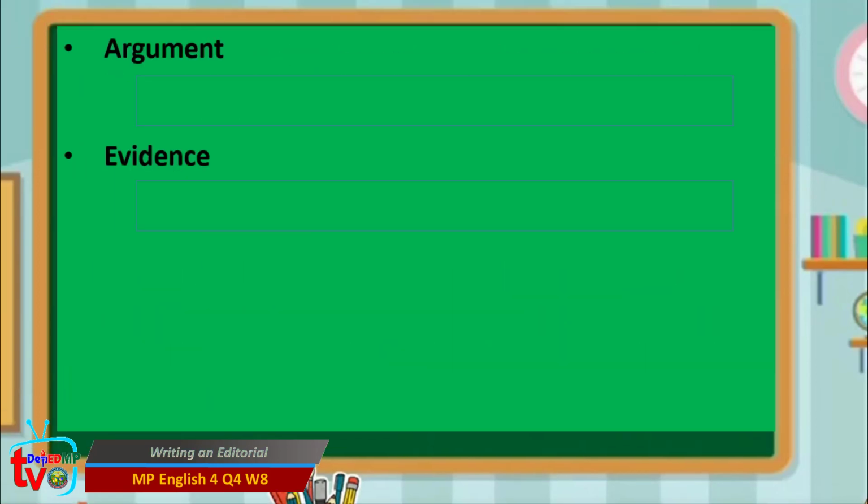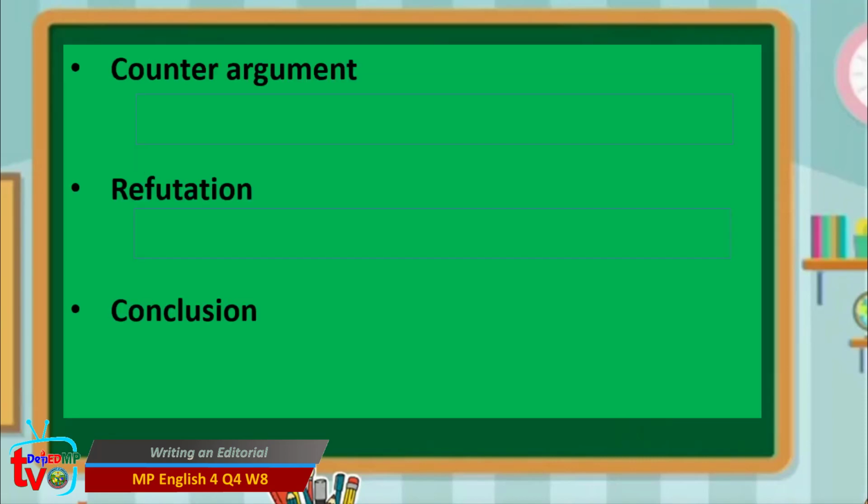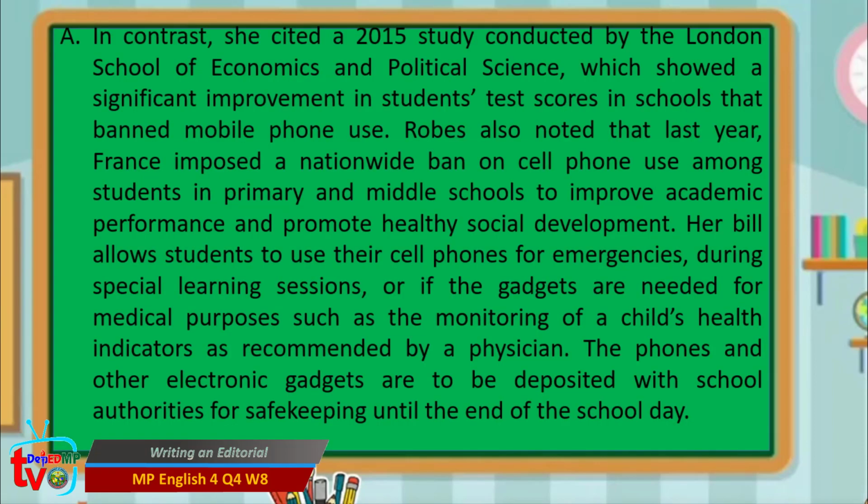We have here the argument. You're going to choose your answer from the paragraphs below. We have also here the evidence, the counter-argument, refutation, and your conclusion. We have here the choices.